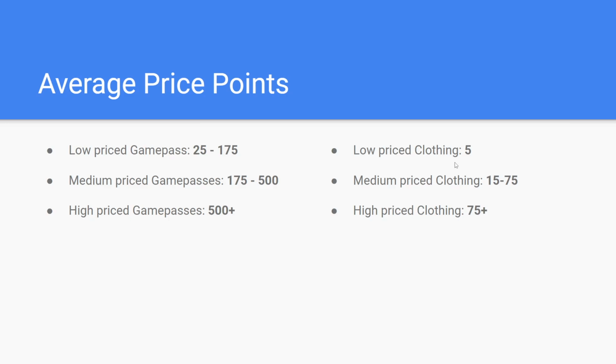I also added clothing, so low-priced clothing is just going to be the smallest, which is 5. Medium-priced clothing is going to be anywhere between around 15 to 75, and high-priced is going to be 75 or over.